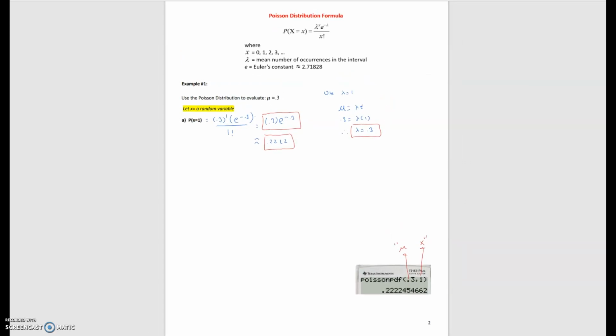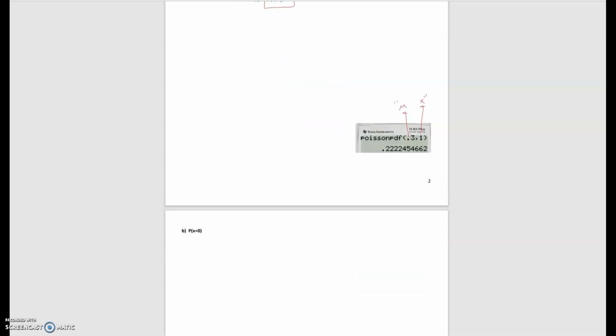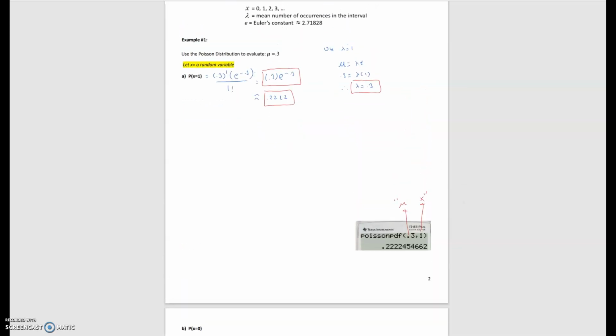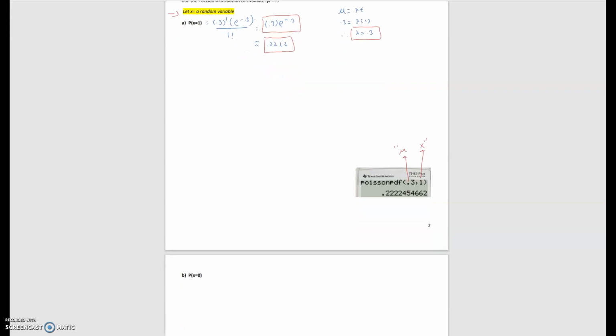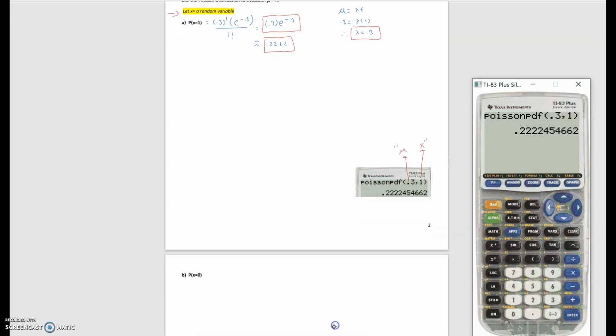Let me move on to B. And in B, they're using 0. And notice that we already declared the variable, so we don't need to declare it anymore. So for 0, and let me run the code, you're simply going to use the Poisson PDF 0.3 and then technically 0 successes. And I'm getting approximately 0.74.